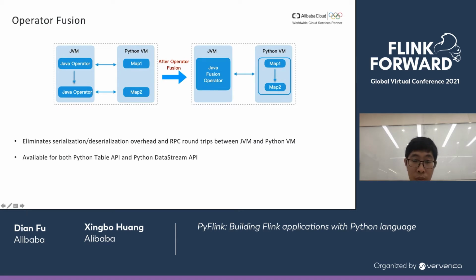As shown in this picture, the job has two map functions and two Java operators. After the optimization, these two Java operators can be merged into one. And then we can eliminate serialization and deserialization over the JVM and the PVM, and the RPC round trips between JVM and Python VM. This optimization is available for both Python DataStream and the Table API.